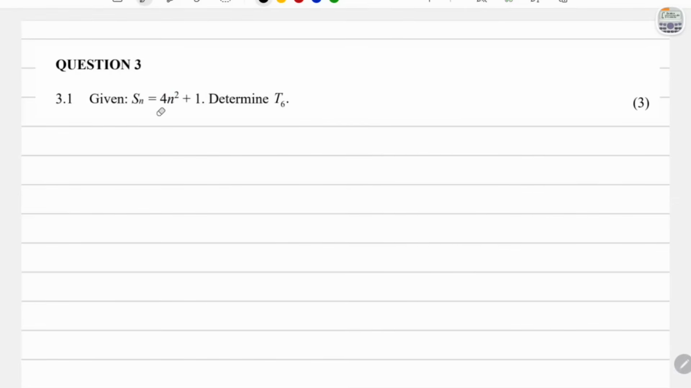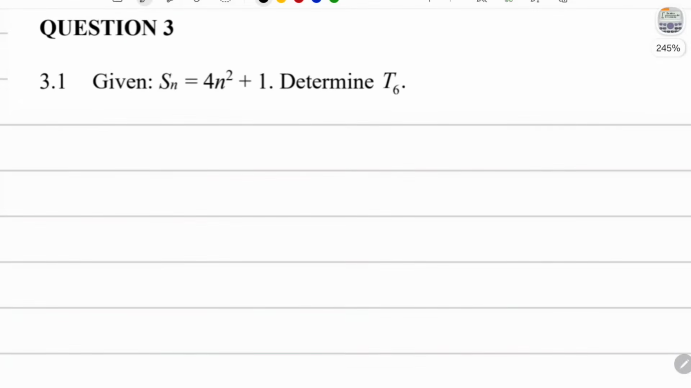So I know that you see Sn is equal to something that is quadratic. All you have to focus on is the fact that this is Sn. It doesn't matter whether this is quadratic or not, because it's not even the Tn formula. It's just Sn, and Sn stands for the sum of terms.